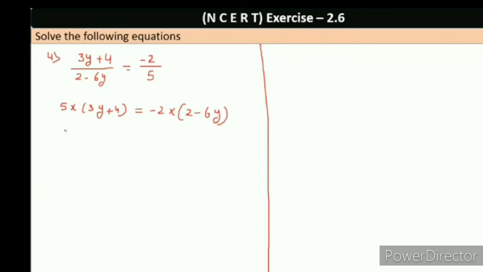Yes, on both sides we have two terms, that means a binomial, so we should put brackets and multiply, right? 5 into 3y is 15y, 5 into 4 is 20, plus 20. By minus 2 we should multiply both the terms. Minus 2 into 2 is minus 4, right? Then minus 2 into minus 6y, minus into minus becomes plus 12y.